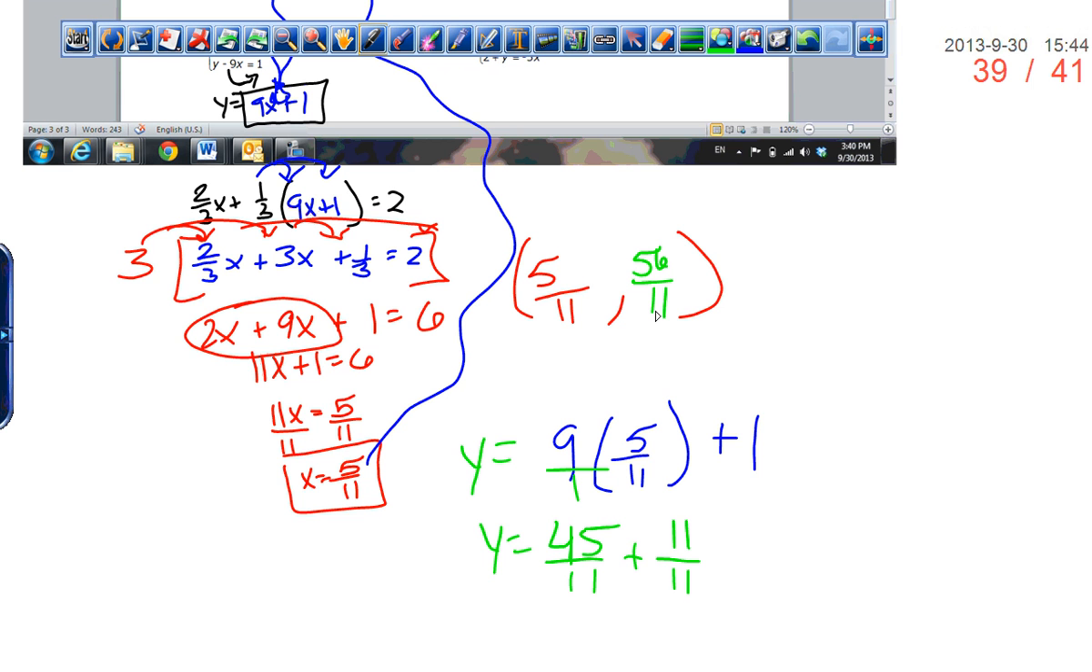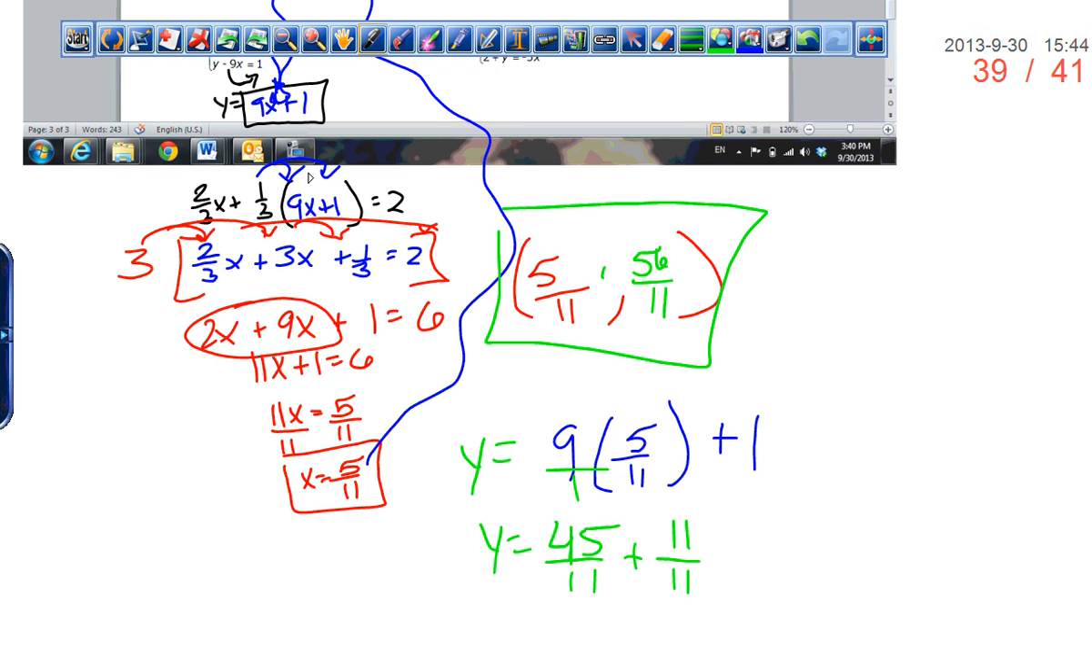If we need help with fractions, come to tutoring. So those are our coordinates now. That's the coordinate where they intersect. And that's your answer, right? That's it. We don't simplify 56 over 11. You could write it as a mixed number.